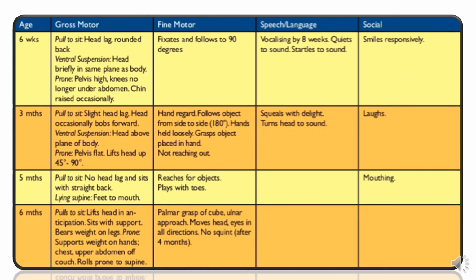These tables will show you the details of all developmental milestones, and they will be left for your abilities to self-learn. They will include the developmental milestones of gross motor, fine motor, speech and language, and social domains.